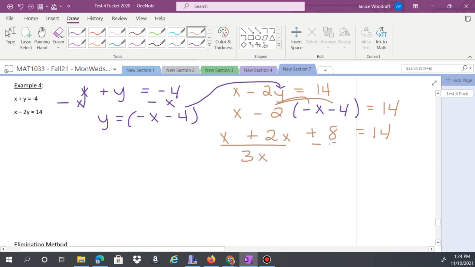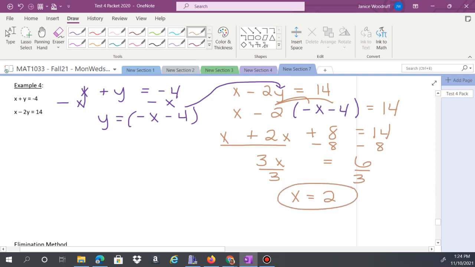Let's go ahead and subtract this 8 over here. 14 minus 8 is 6. So I have 3x equals 6. I need just a little more room here. And then we'll divide by 3. So we'll get an x value of 2. So we get x equals 2.